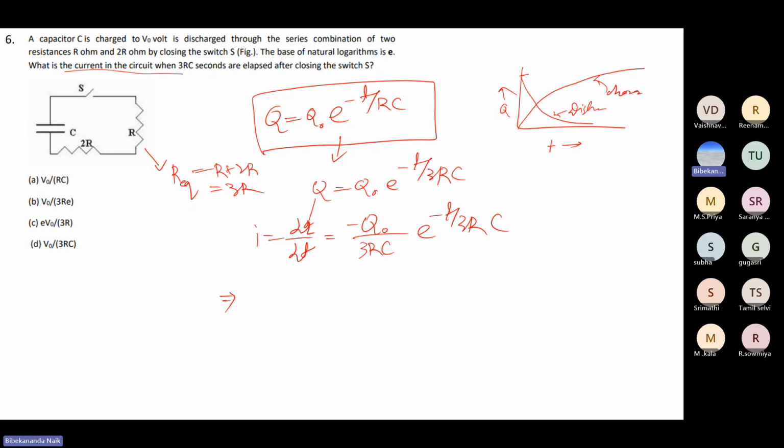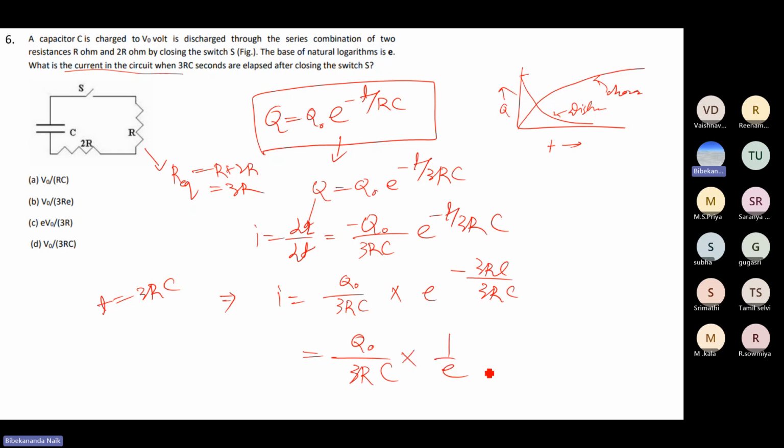Now, what will we do? The question says: what is the current in the circuit when 3 seconds have elapsed? So this t will be 3RC. If you put t equal to 3RC in the expression, I will be Q0 divided by 3RC into e to the power minus 3RC by 3RC. It will be Q0 divided by 3RC into 1 by e.